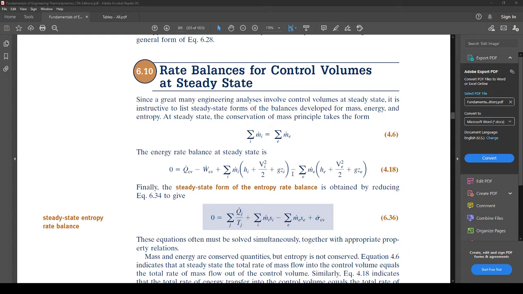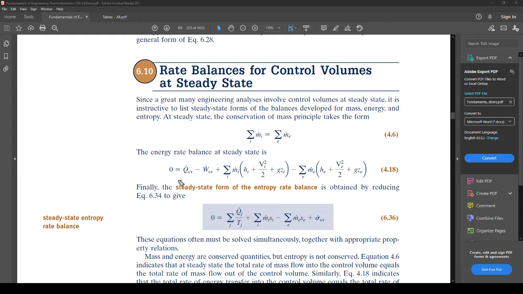So it says, since a great many engineering analyses involve control volumes at steady state, it is instructive to list steady state forms of the balances developed for mass, energy, and entropy. At steady state, the conservation of mass principle takes the form of this. So essentially, conservation of mass principle is mass entering has to equal mass exiting, right? We are not losing mass inside. It's coming into the system and it has to leave the system.